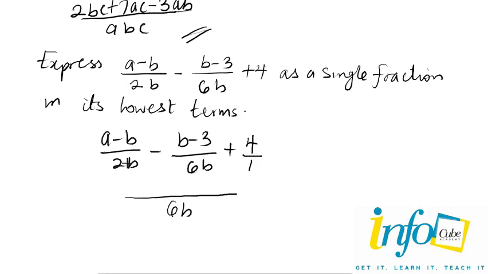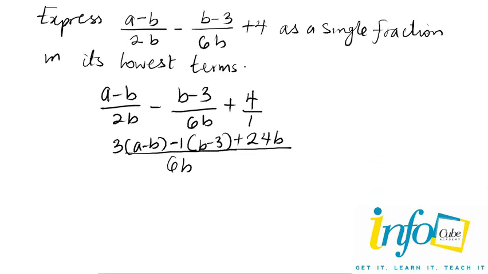Good. Now 6b divided by 2b will give you 3. Then 3 multiplied by a minus b will give you 3 into a minus b. Now 6b divided by 6b will give you 1. So you have minus 1 multiplying b minus 3. Then plus 1 divided by 6b, 6b times 4 will give you 24b. Good.